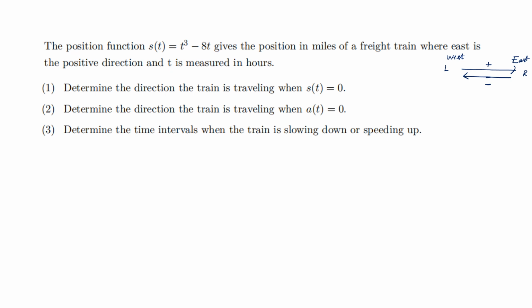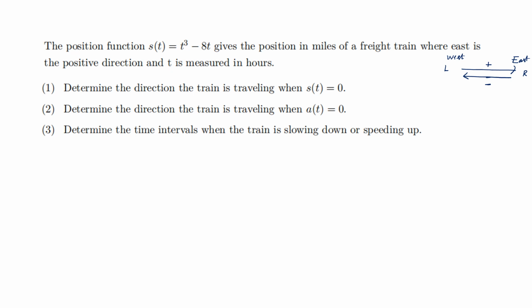What is the question here? Determine the direction the train is traveling when s of t equal to 0. So when s of t equal to 0, what is the t value you have to identify? At that time, what is the direction of the train? We have to find out. Velocity is positive, mean positive direction, that is direction to east. Velocity is negative, mean negative direction to west.